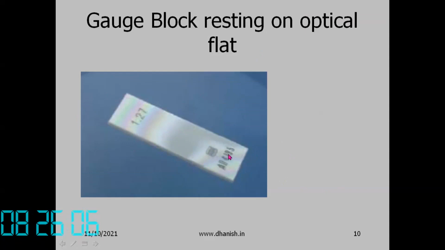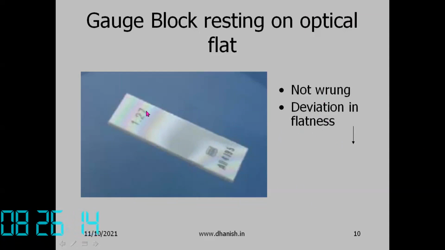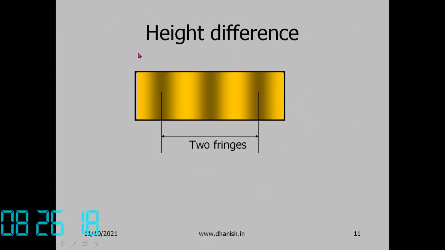So we can interpret how much the flatness error is, etc., from this pattern. So the gauge block is not rung. We can see the deviation in flatness over the surface. So how to compute the flatness error?